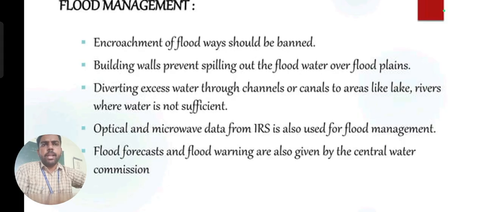This type of building walls prevents spilling of the flood water over the floodplains. And after that, diverting the excess water through channels or canals to areas like lakes, rivers, and constructing dams and some ponds. This type of artificial structure has to maintain the proper water level in that particular scenario. And after that, optical and microwave data from the Indian Remote Sensing Satellite is also used for flood management.